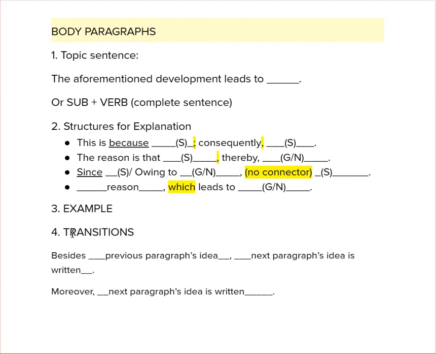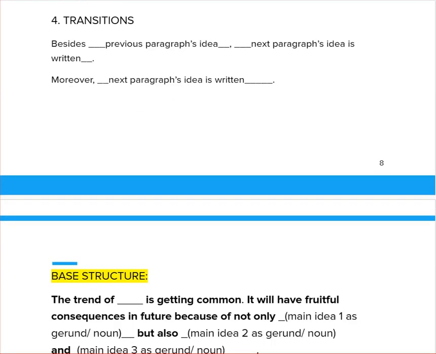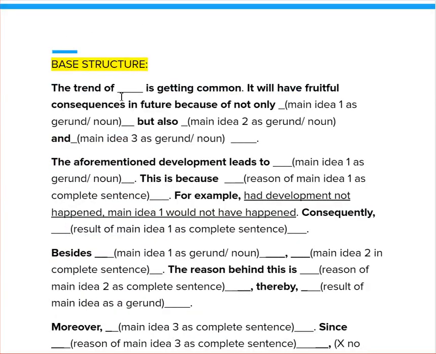Example transitions: besides dash, the previous paragraph's ideas, and the next paragraph's idea is written. Transition: you can use first, second for the second paragraph. Moreover, dash, the next paragraph's idea is written, dash, for the next paragraph. Best structure, the base of the structure.